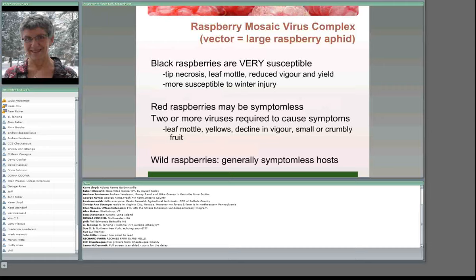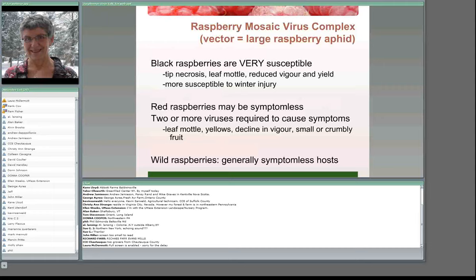Now, raspberry mosaic virus is really a complex of different virus diseases, but they're all spread by the large raspberry aphid, and so we talk about raspberry mosaic or the raspberry mosaic complex. This disease shows up very often in black raspberries, which are the most susceptible. In black raspberries, mosaic can cause tip necrosis or dieback, leaf mottle, and reduced vigor and yield.